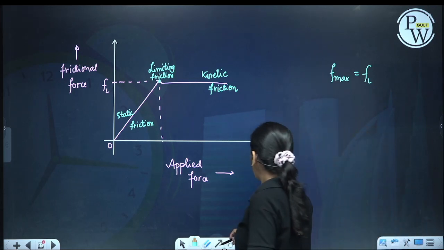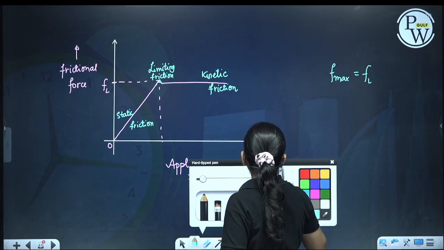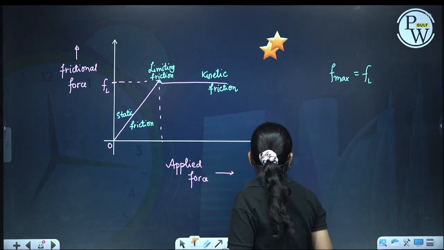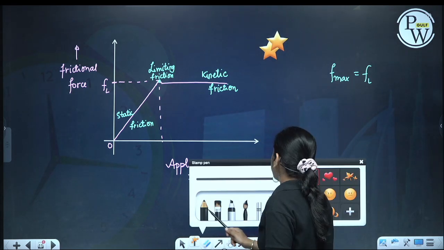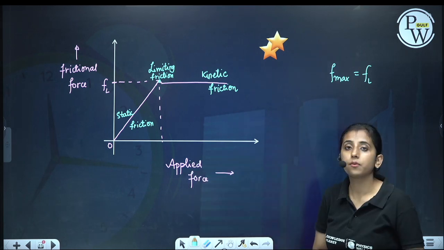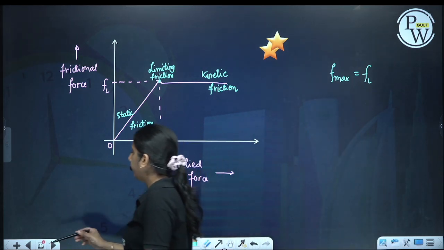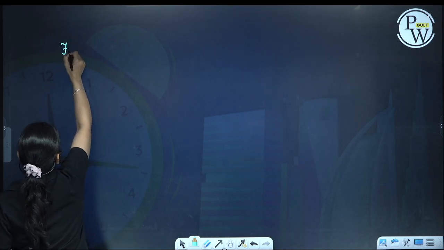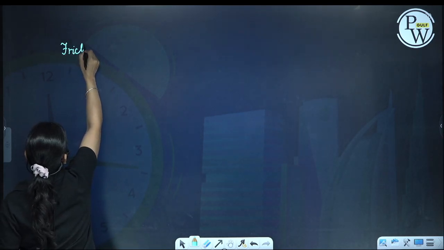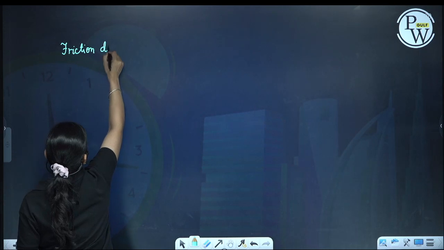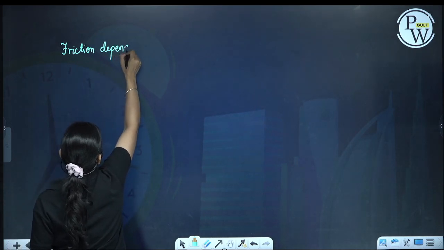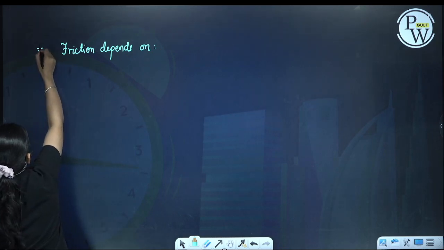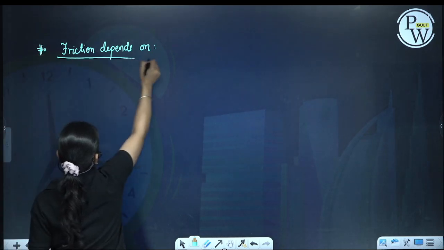So this is the graph between applied force and frictional force. This graph is very important. Now let us see what frictional force will depend on.